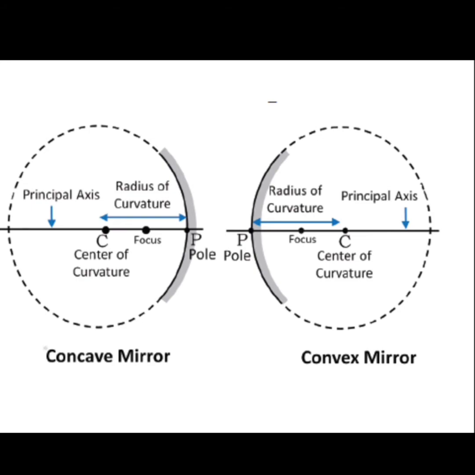Let's recall the terms again. The center of the sphere is called center of curvature. The center of spherical mirror is called pole. Distance between the center of the sphere and the vertex is called radius of curvature. The line which joins the pole of the mirror and center of curvature is called principal axis. The incident light reflects and meets at a point is called focus. Distance between pole and the principal focus is called focal length. For both mirrors it is given.